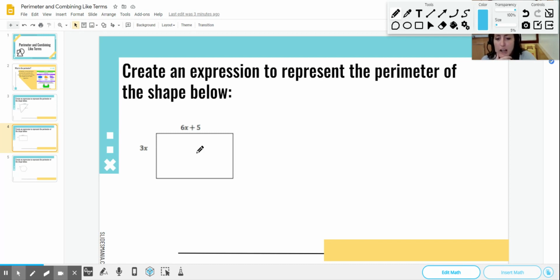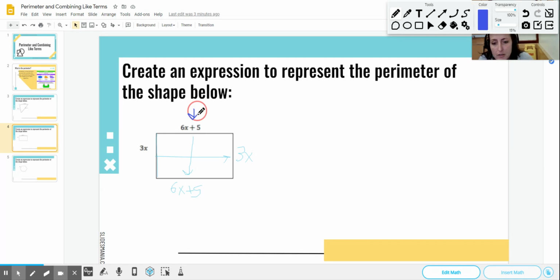So therefore, I know that in a rectangle, opposite sides are equal. So if 6x plus 5 is up top, that means the length of the piece below is also 6x plus 5. And same for the 3x. If the 3x is the length of the left, then that means 3x is the length of the right. Now I just jump back into what I knew before about perimeter, and that it's all the sides added up together. So you can start anywhere and go anywhere. Just make sure you make it all the way around the shape, adding your different sides.